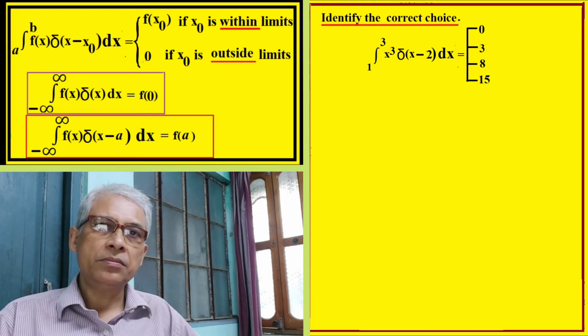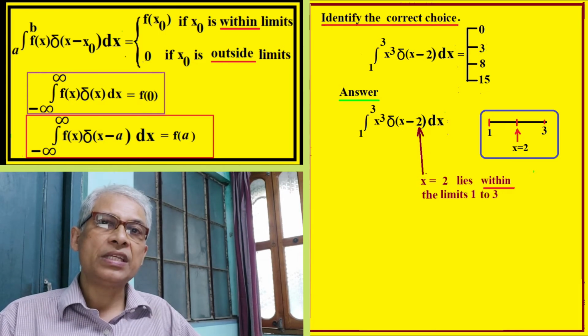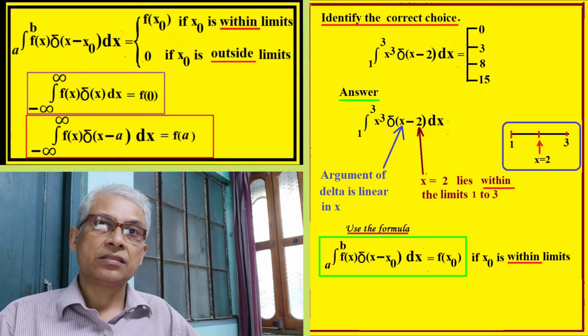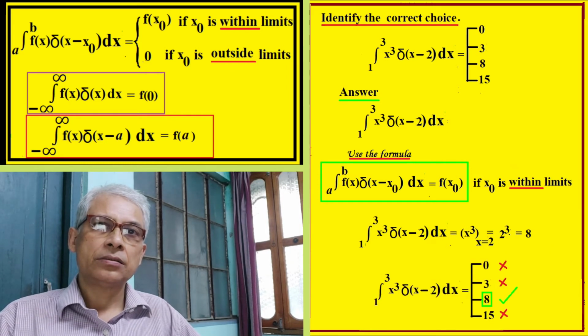The next problem, and let us do it. Here we see that the point x equal to 2 around which Dirac delta is defined sits within the range of integration 1 to 3 and the argument of the Dirac delta is linear in x. We can apply the same formula as depicted in the slide within the green box and the answer is x cubed evaluated at x equal to 2, which turns out to be 2 cubed, that is 8. So we have solved the problem.